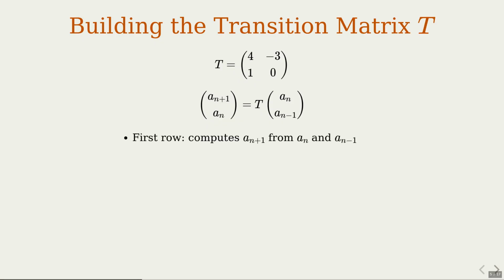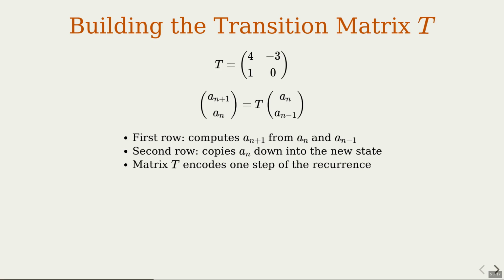The first row uses 4 times the current term minus 3 times the previous term to produce the new top entry. The second row simply copies the current term into the bottom slot, so our window of two terms slides forward. So if I know the state once, I can keep applying the same matrix to march along the sequence. The beauty is that doing many steps in a row now just means taking a power of this single matrix.